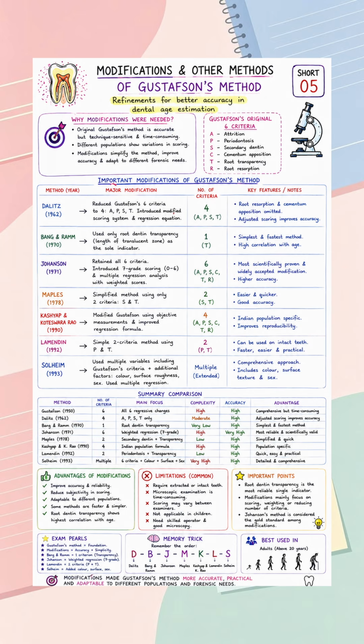First, Dalits. Dalits in 1962 reduced the 6 criteria to 4: adhesion, periodontosis, secondary dentin, and root transparency, and developed a modified regression equation using these 4 variables.